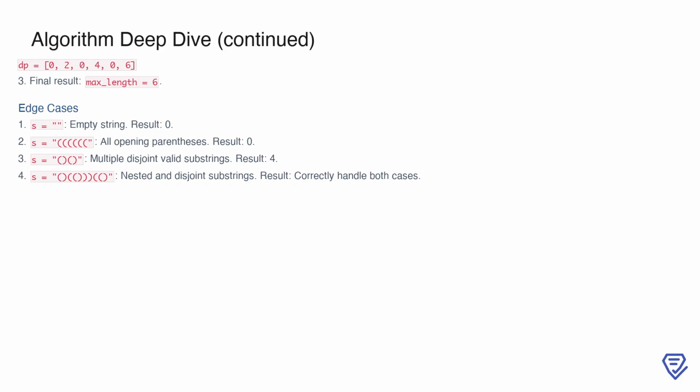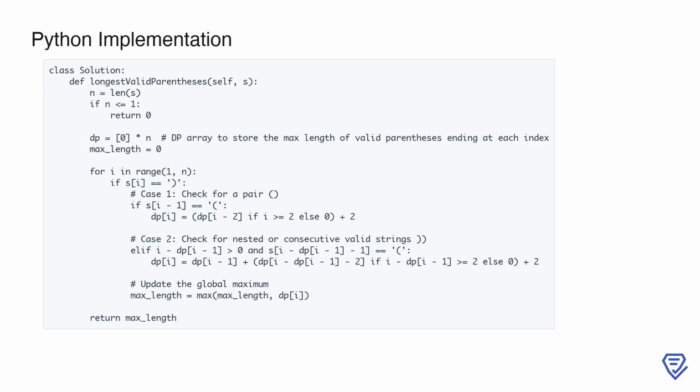Finally, for strings with a mix of nested and disjoint substrings, the algorithm accurately identifies and combines the contributions of each valid substring. This robustness makes the solution both comprehensive and reliable. The provided Python code solves the longest valid parentheses problem using a dynamic programming approach.